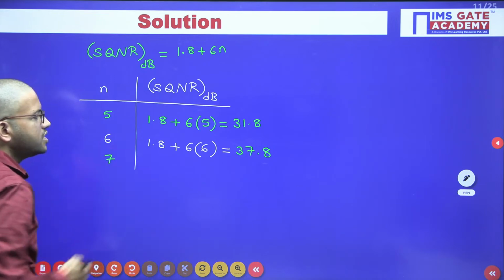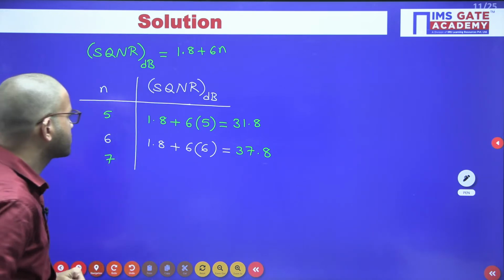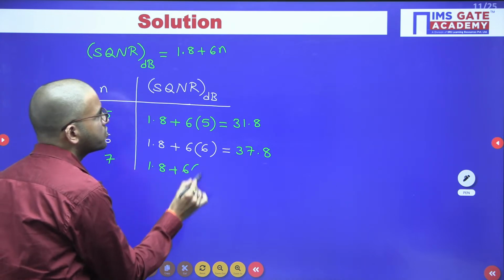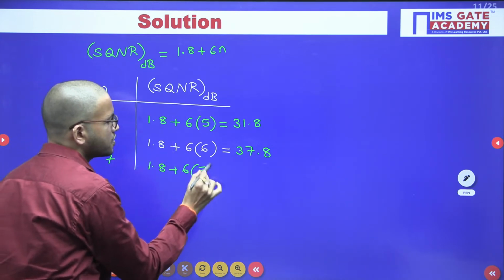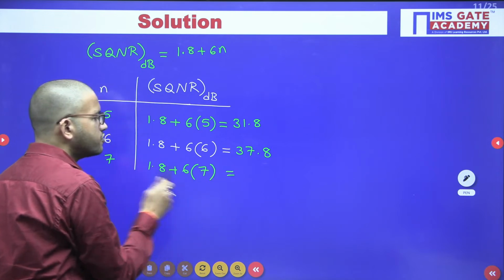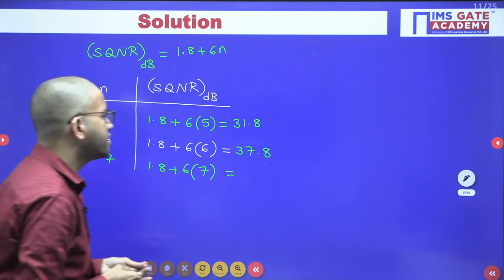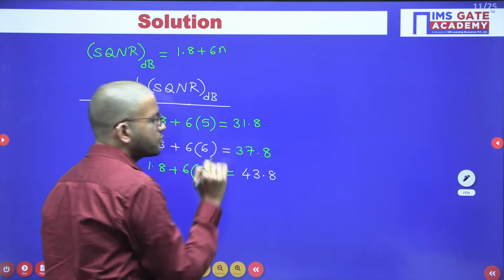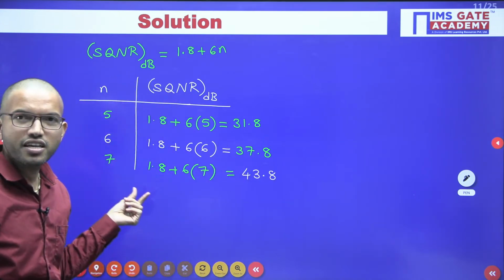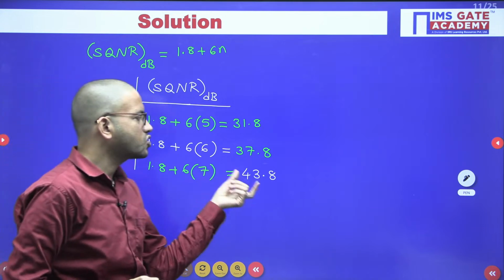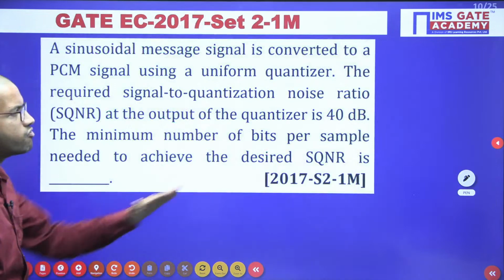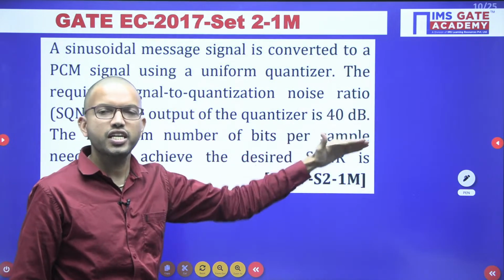I am considering the 7th bit, one more bit. So here 1.8 as it is plus 6 into n, which in this case is 7. So 6 sevens are 42 plus 1.8, that is nothing but 43.8. So if you are using 7 bits, we are able to get SQNR as 43.8 dB. Our requirement is 40 dB. Yes, we are able to achieve it.